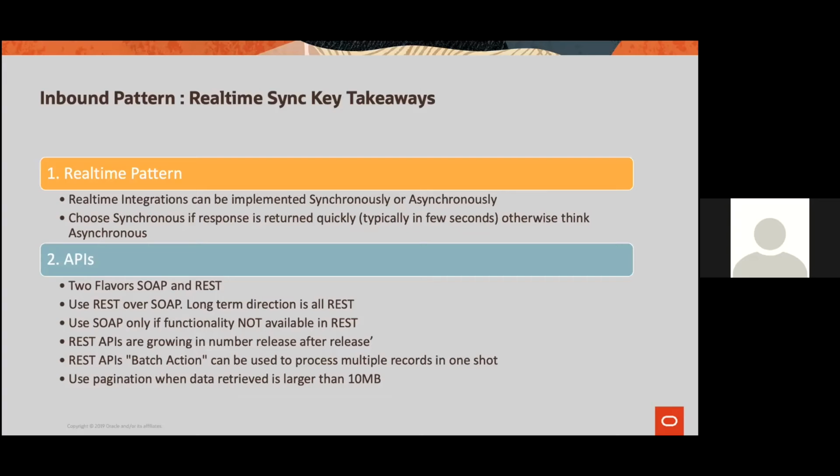So the key takeaway for the real-time sync pattern is that real-time integrations can be implemented synchronously and asynchronously. This is a common design decision one has to make. We have seen customers and partners take scenarios that were more asynchronous and implement them as synchronous, and run into hot water, just because thought needs to be put in right at the design phase into how you would like to build this real-time integration.